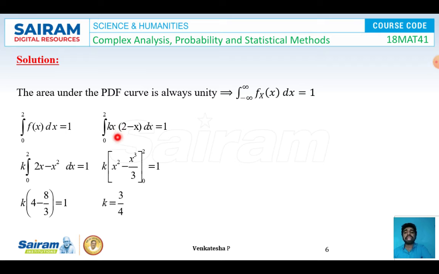Taking the constant k outside and taking the variable x inside, I got the equation k times the integral from 0 to 2 of (2x minus x square) dx is equal to 1. After integration, keeping k here only, 2x will become x square, and x square will become x cube by 3, between the limits 0 to 2, is equal to 1. After applying the upper limit, it will become 4 minus 8 by 3. For the lower limit, it will become 0. On simplifying this equation, I got k is equal to 3 by 4.